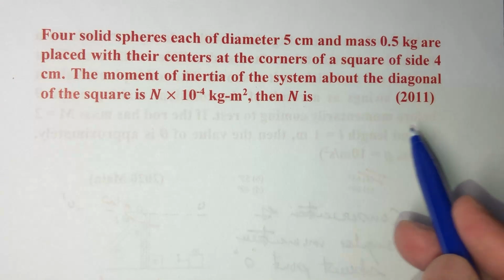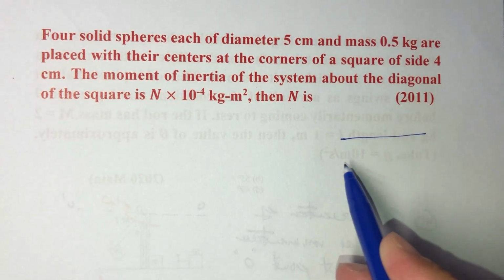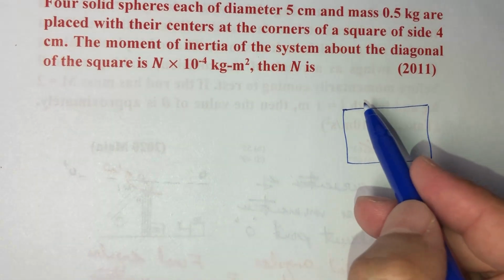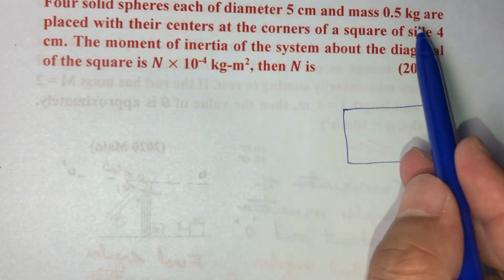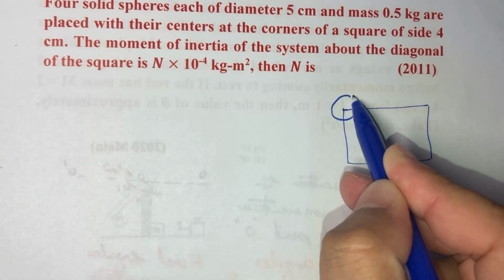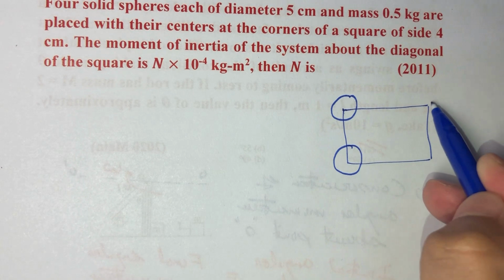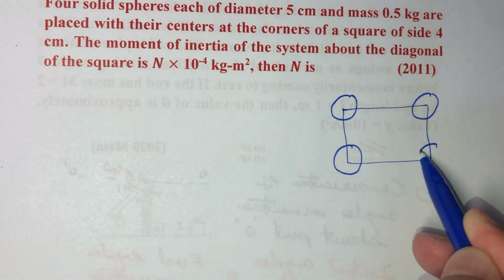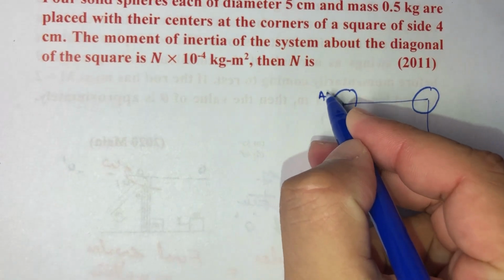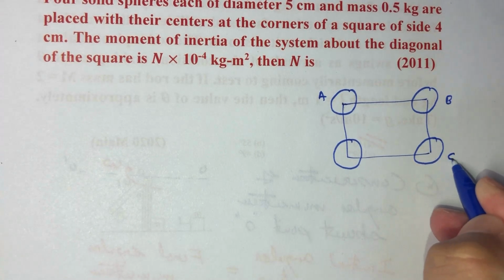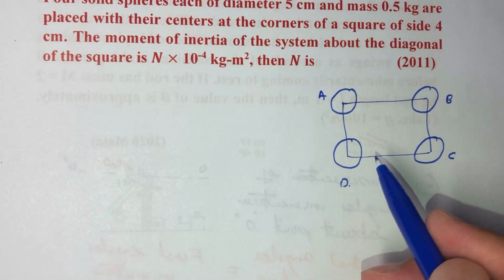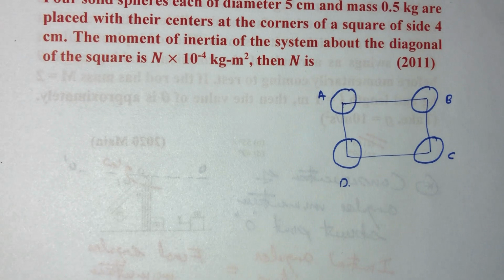So I have given that there is a square, so let us suppose this is a square, and we have four solid spheres of diameter 5 cm placed at their centers in the corner. So centers of the spheres are at the corner of, this is first, second, third and fourth. So let us call this as A, this will be our B, C and D, and we are supposed to find out the moment of inertia about diagonal of the square.